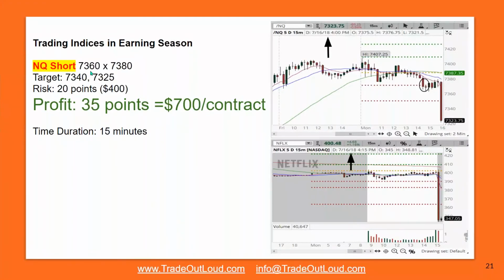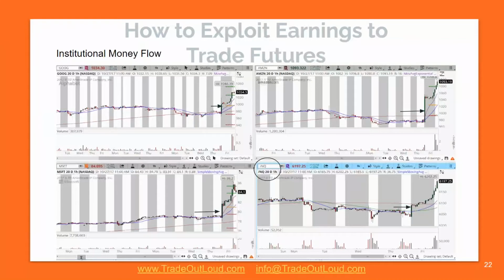So for example, just to give you an idea of how this would play out in your portfolio. You have the short at 7360, you have the stop at 7380, the target 7325. The risk is obviously 20 points, that's a $400 risk for this trade. The profit, 35 points, that's $700. That, in my book, I would take every single day. And by the way, this trade happens super fast. The trade duration is 15 minutes. You don't even need to hold it overnight.